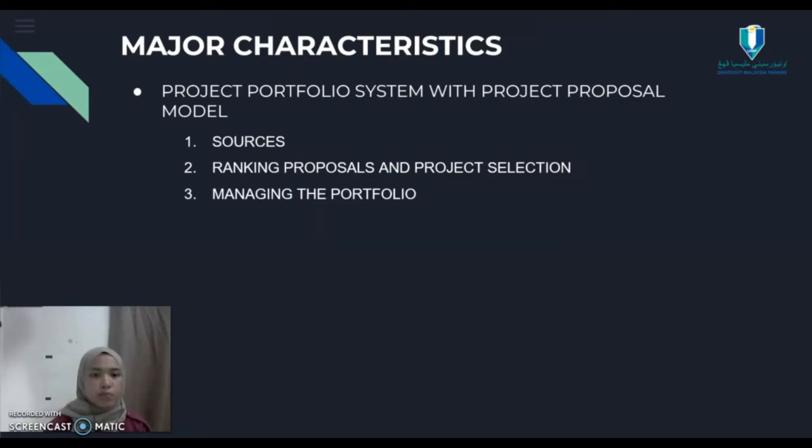And next, we have the project portfolio system with project proposal model. We have 3, one is the source, second is the ranking proposal and project selection, third is managing the portfolio.